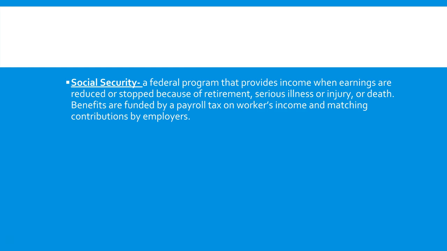Social Security, we've talked about this in Unit 1 when you all talked about taxes that are taken out of your paycheck before you can take the rest of your money home. But Social Security is a federal program that provides income when earnings are reduced or stopped because of retirement, serious illness or injury, or death. Benefits are funded by a payroll tax on a worker's income and matching contributions by employers.